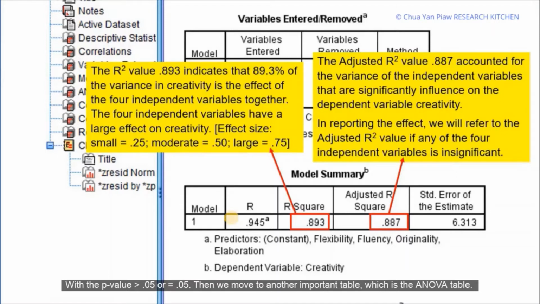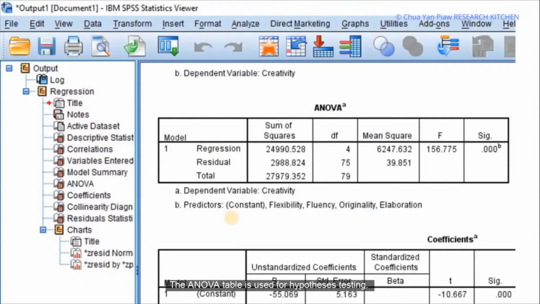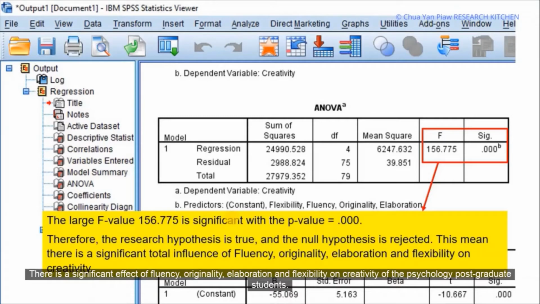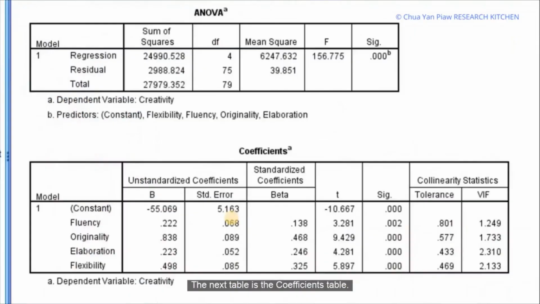Then we move to another important table, which is the Anova table. The Anova table is used for hypothesis testing. In this table, if the F ratio value is significant with the p-value less than 0.05, the research hypothesis is true. On the contrary, if the F ratio value is insignificant with the p-value larger or equal to 0.05, then the null hypothesis is true. In this case, the result shows that the large F value 156.775 is significant with the p-value equal to 0.000. Therefore, the research hypothesis is true, and the null hypothesis is rejected. Thus, we make a decision that there is a significant effect of frequency, originality, elaboration, and flexibility on creativity of the psychology postgraduate student.